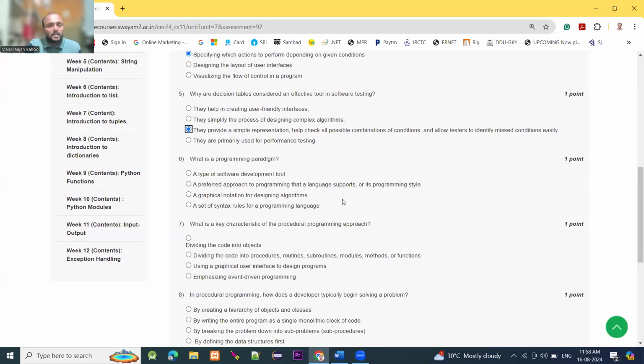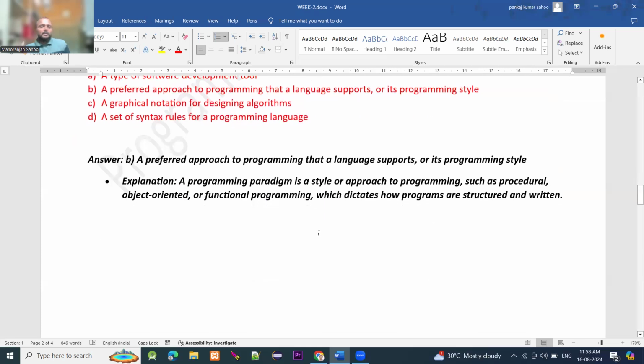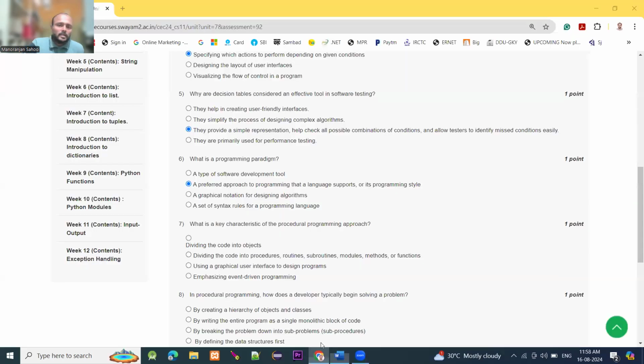Moving to question number 6. What is a programming paradigm? A programming paradigm is a style or approach to programming, such as procedural, object-oriented, or functional programming, which dictates how programs are structured and written. What is procedural? Procedural means line by line. So option B is the right answer.